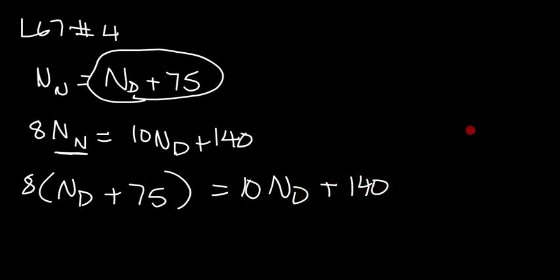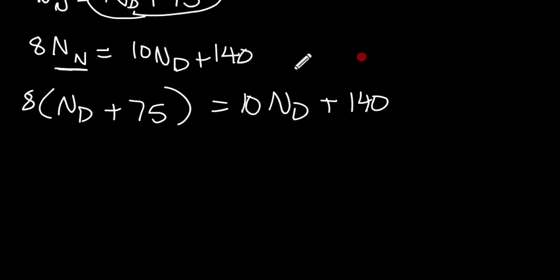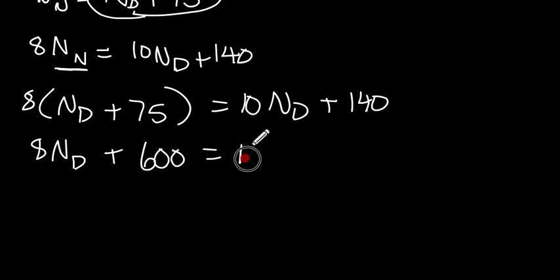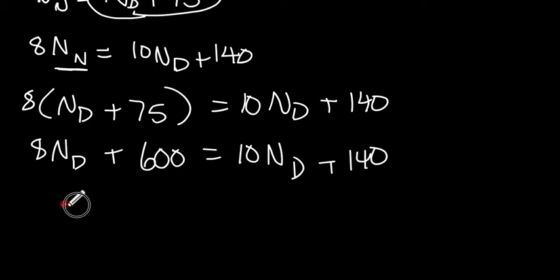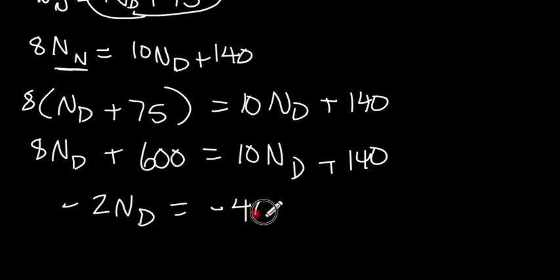I'm doing this problem to make sure I did it right. So distribute through: 8 times the number of doctors plus 8 times 75, which is 600, equals 10 times the number of doctors plus 140. Let's get all the doctors on one side. So negative 2 times the number of doctors equals 140. If I got a negative number, I would know I did something wrong. So we get negative 460. We're going to divide that by negative 2 to make it positive. So the number of doctors is 230.